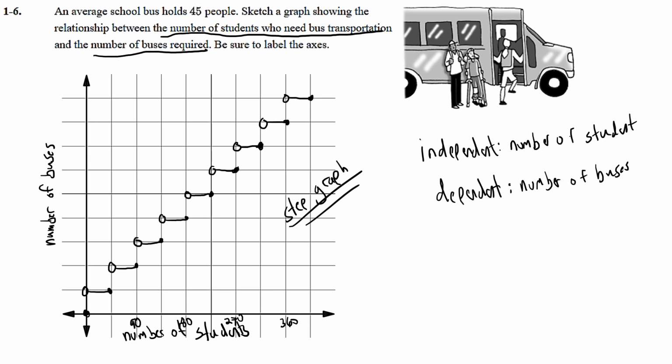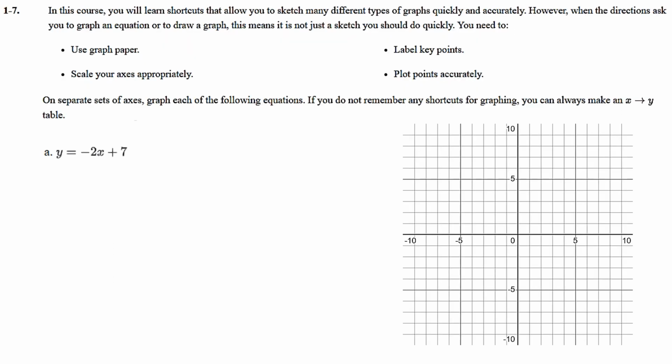Okay, so number 7. This really talks about graphing and the requirements of graphing. And so we're going to always use graph paper when you ask to graph something. I have a coordinate plane over here. You're going to label key points. We'll talk about what those are briefly, and we'll get into that more in a later lesson. We're going to scale axes appropriately. So mine are scaled by ones, but you may scale them differently depending on the situation. And we're going to plot points as accurately as possible.